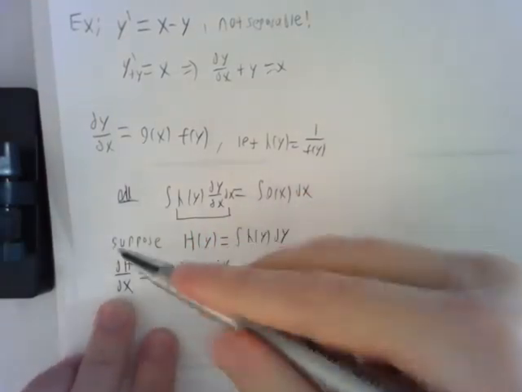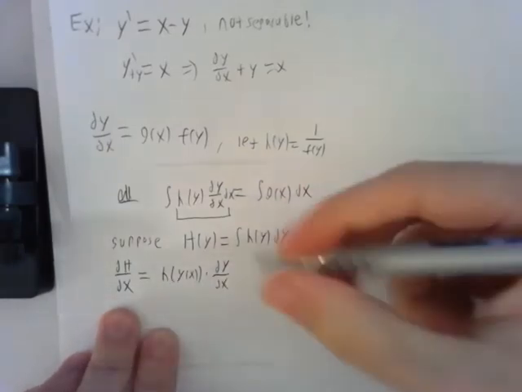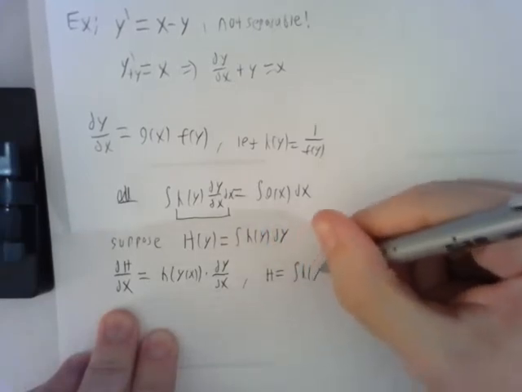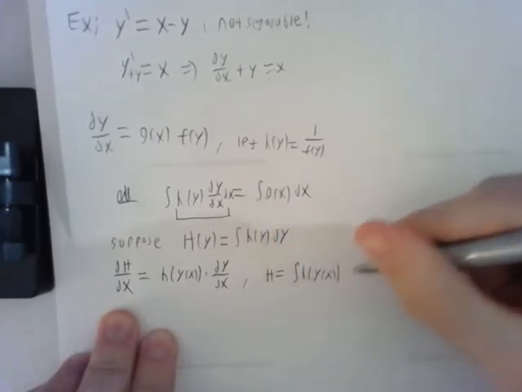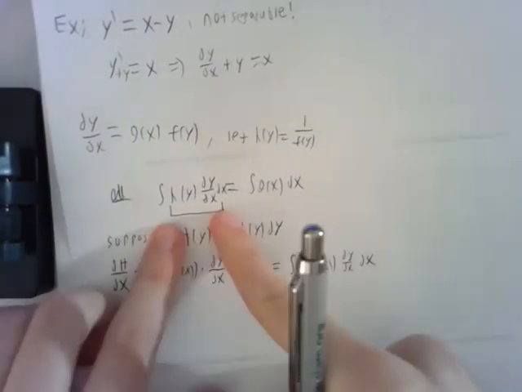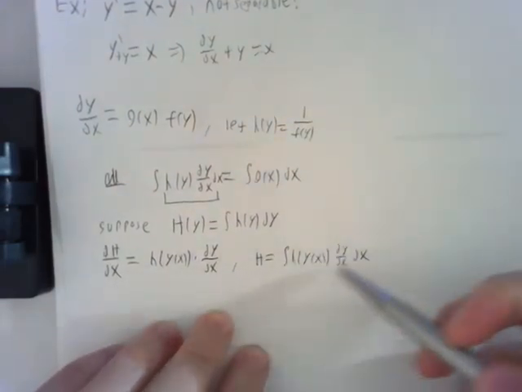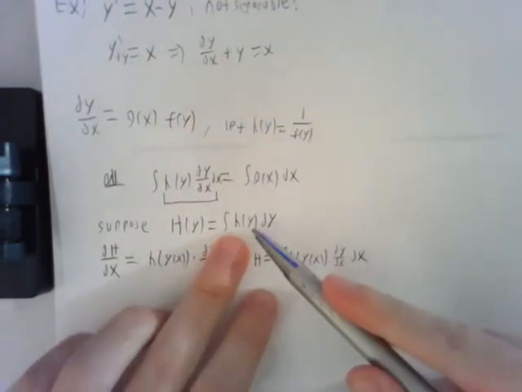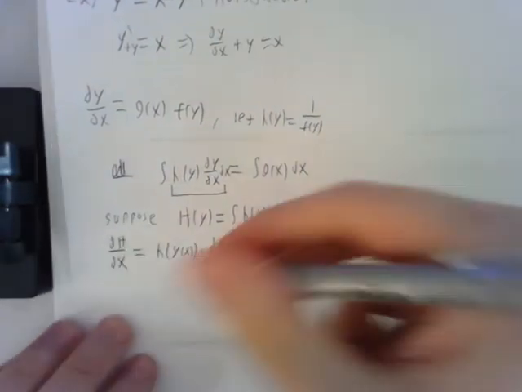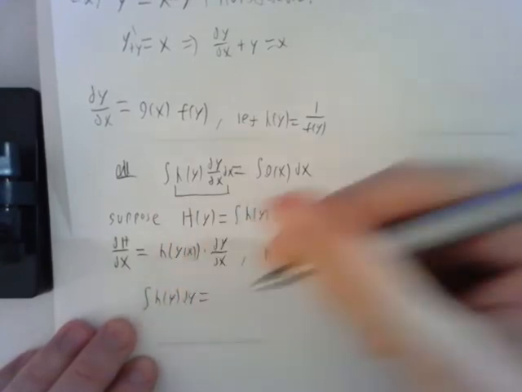So what does this mean? Well, if the derivative of capital H with respect to x is equal to this, then that means capital H is equal to the integral of h of y of x, dy dx, dx. And notice that's exactly what we had up here. So in other words, this capital H is the same as the integral of little h of y dy, which is the same as this thing. So I can rewrite my equation like so.